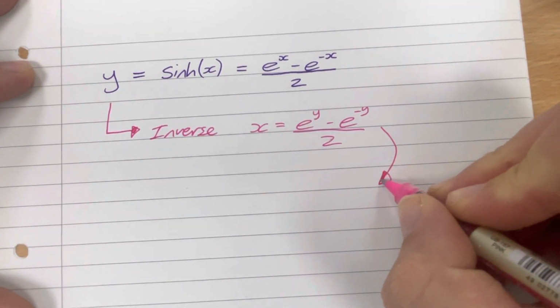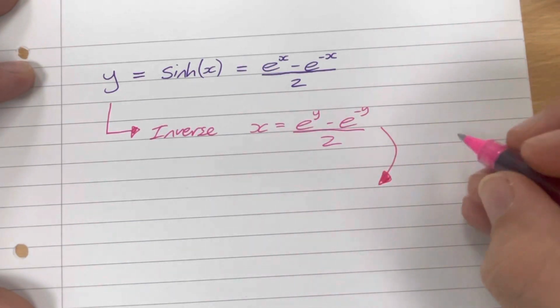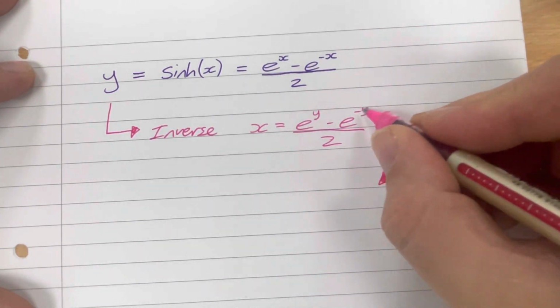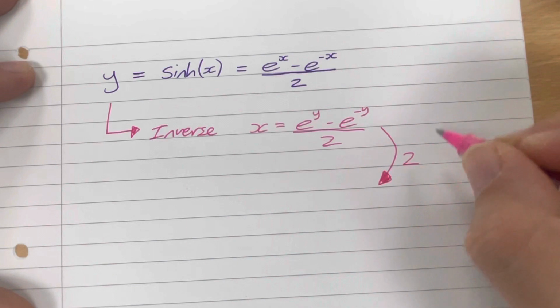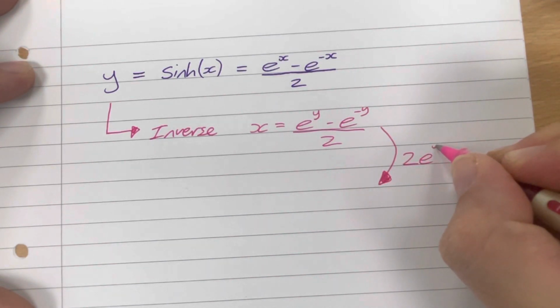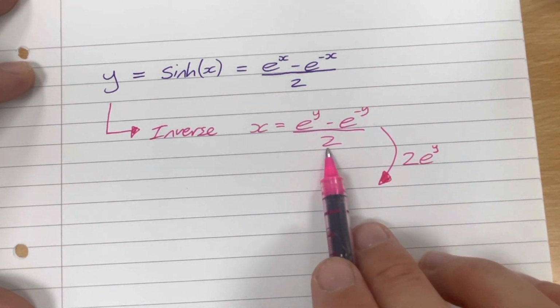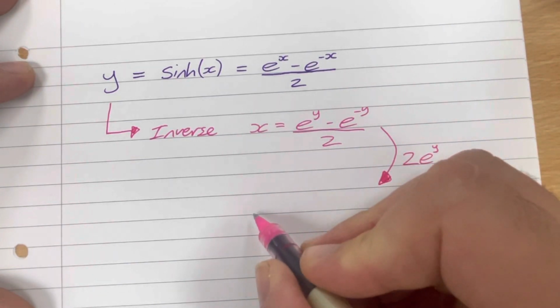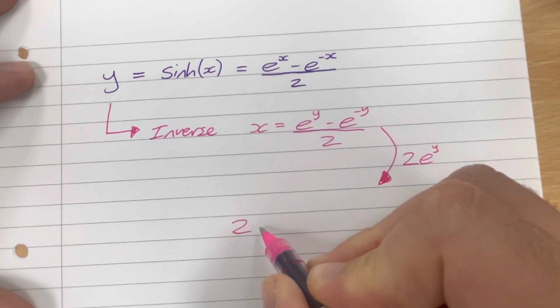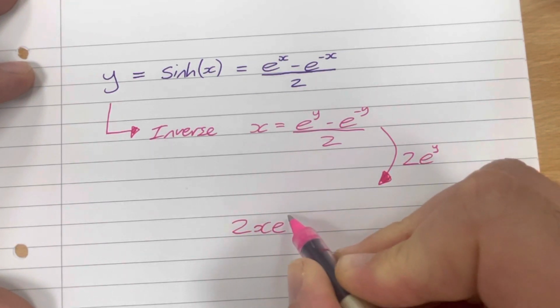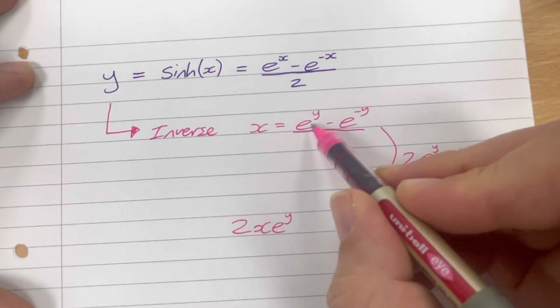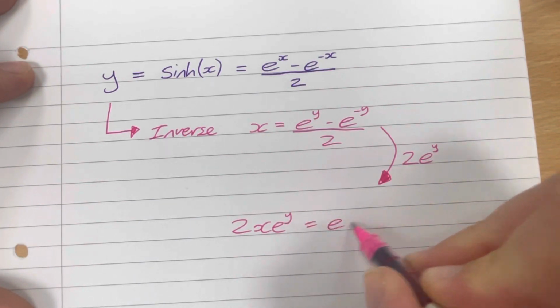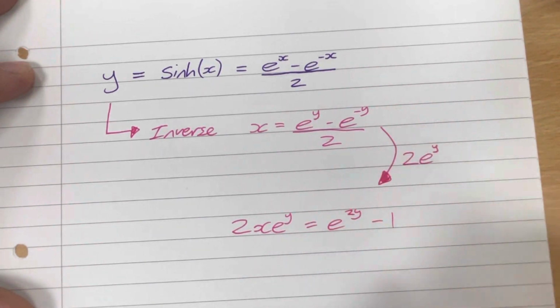So that is what I'm going to do now. First step, let's get rid of this fraction, and let's also get rid of this fraction. I know it's e to the power of a negative number, so it can be deemed as a fraction. So I'm going to times it all by 2e to the y. That'll get rid of the 2 here, and that'll also get rid of the negative power here. The left-hand side is then going to become 2x times e to the y. This is then going to become e to the 2y, and that is minus 1.